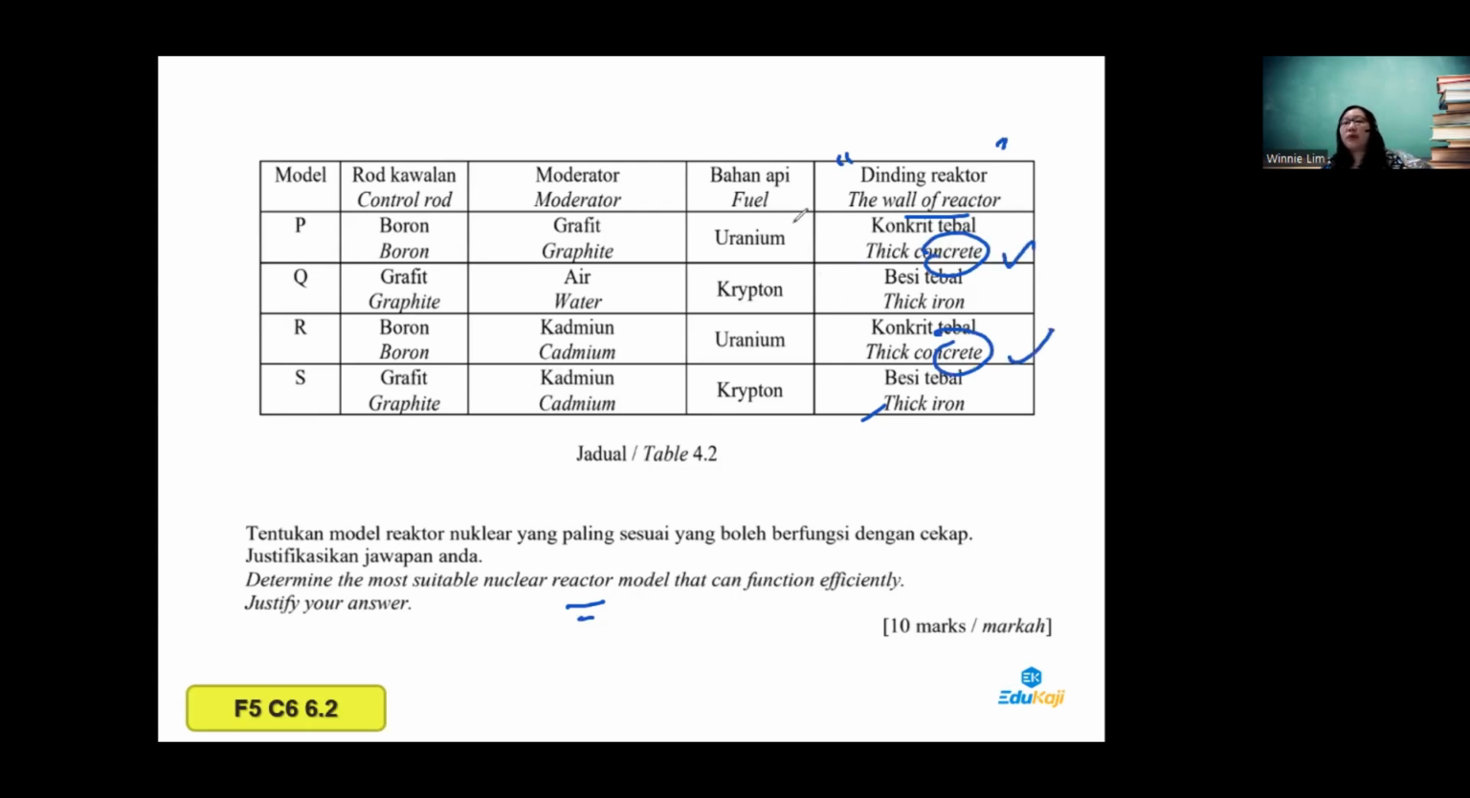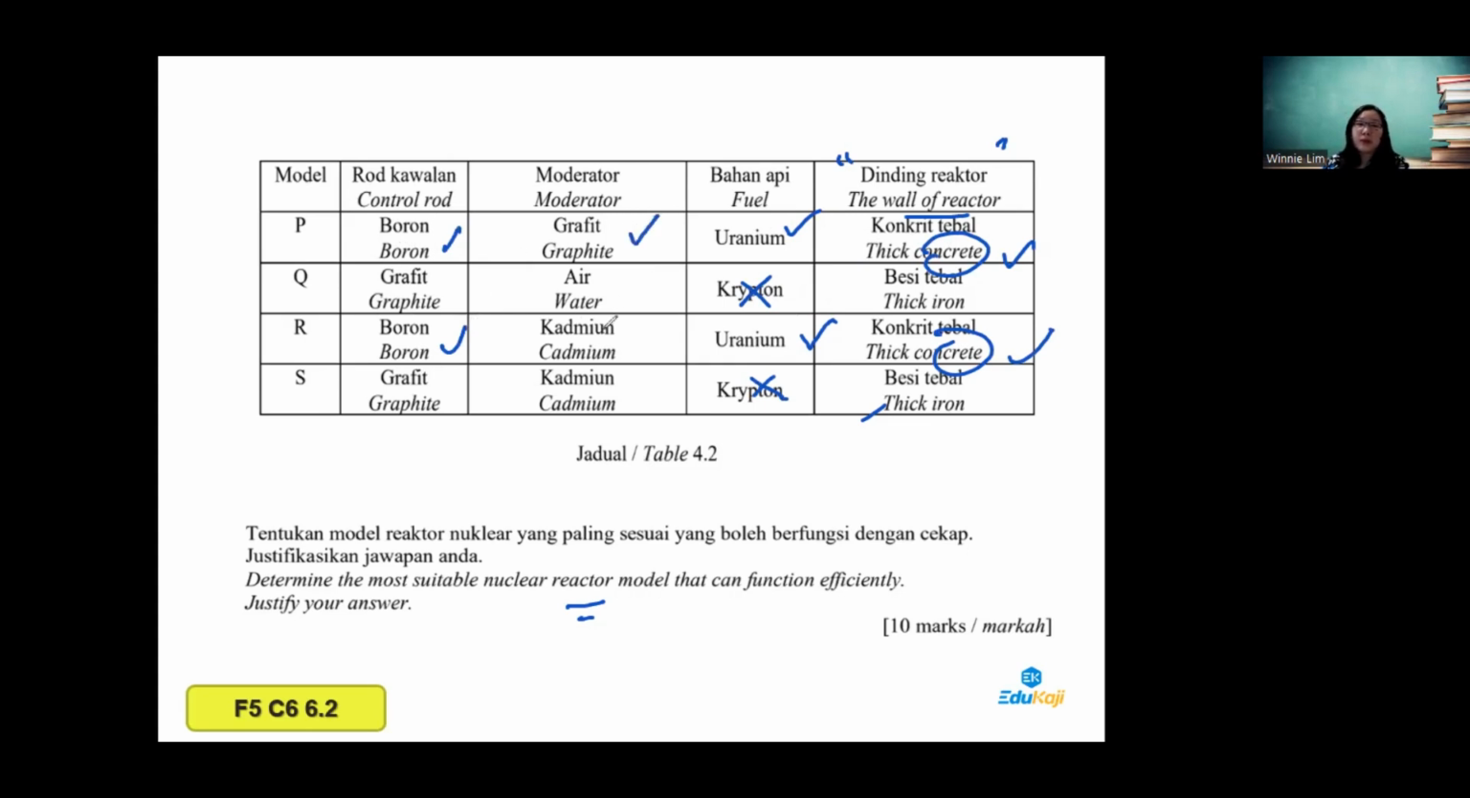Then what is the fuel that we use? We use fuel rod, of course. Uranium fuel rod. We don't use krypton, right? Then next, this one you need to know the material. So basically for control rod, you can actually use boron or cadmium. Boron or cadmium, and then moderator is graphite or water.